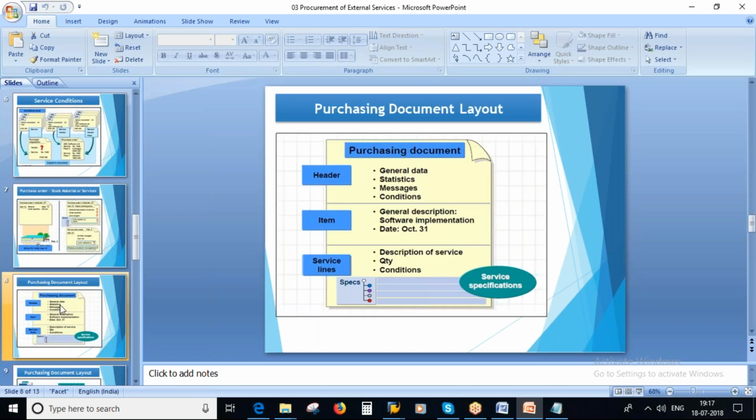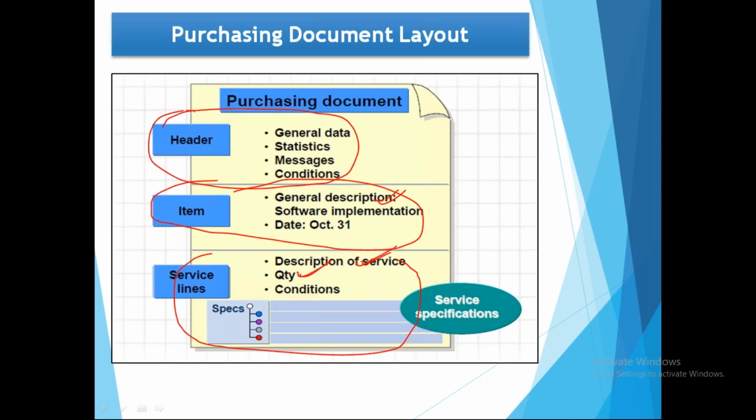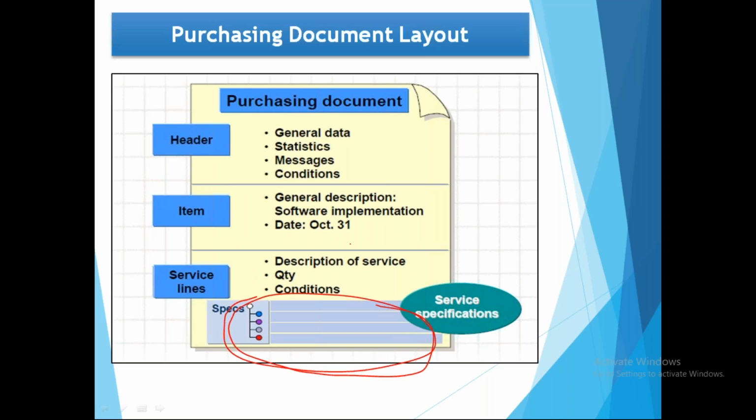Before creating it, let's see this. A service purchase order will look like this. You will have normal header data, and you will have items. In the item you give a general description, and again in the item overview you give the exact description of services, quantity, and conditions and prices. Everything you will give. So that is the layout or structure of a purchasing document. Basically you will enter all the services, the description of the exact service, quantity, and conditions.